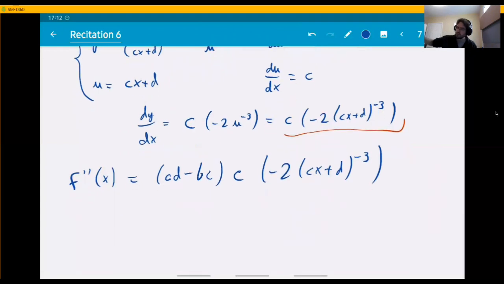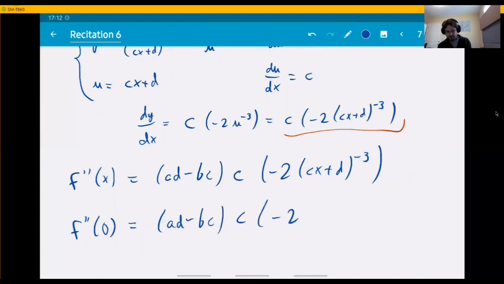Yes, I just want to double check my calculation. Okay, now we are ready to plug in x equals 0. Remember, the question wanted f double prime of 0. So really it doesn't simplify much. We basically have a 0 in place of x. So only the d part survives.